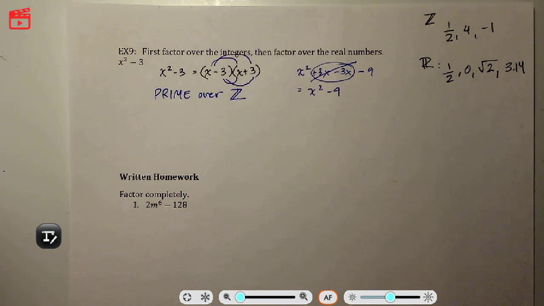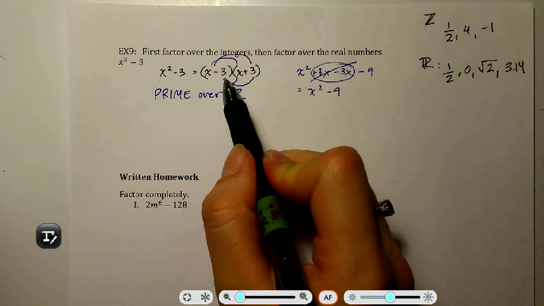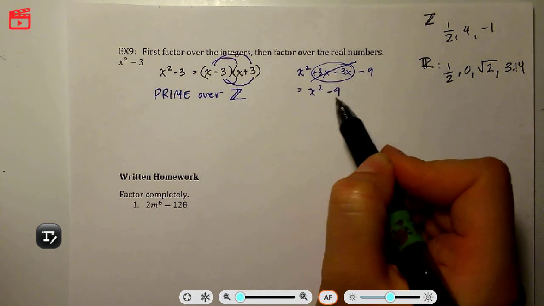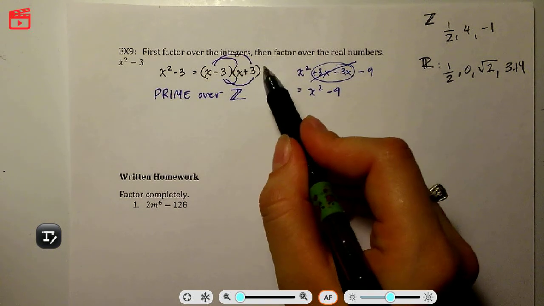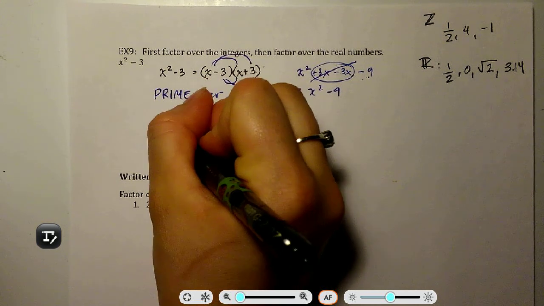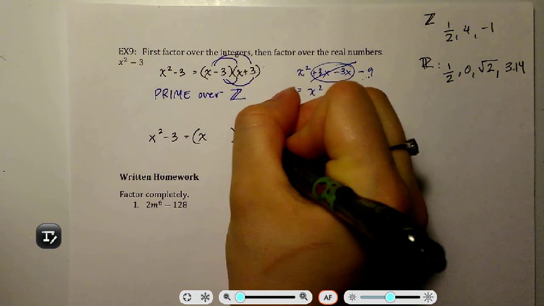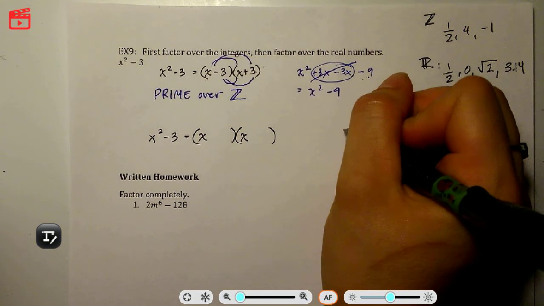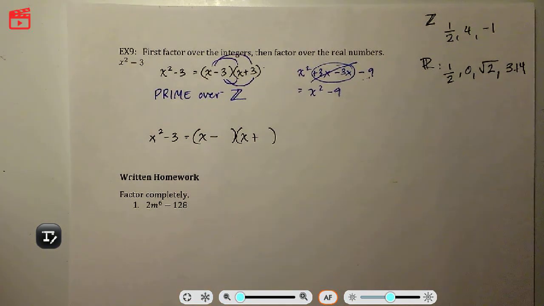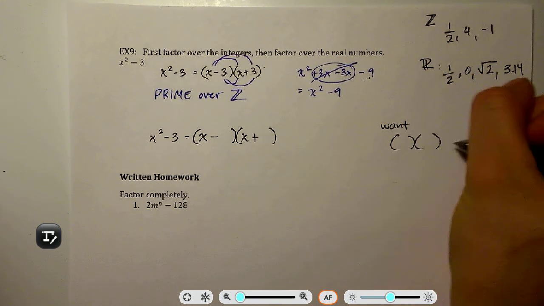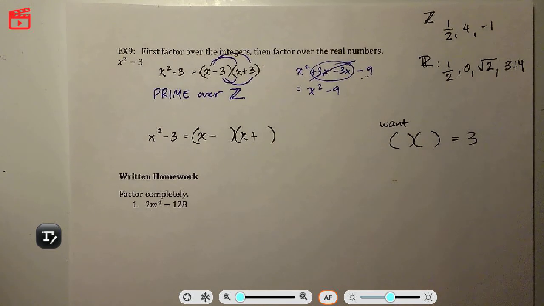But let's see. The problem with this one is when we multiply it in the end, the nice thing is, for this one, the inner terms canceled out, which gave us that nice binomial. But when we multiplied 3 times 3, we ended up with 9. What I want is a number that when I multiply it together, I get back 3. Is there a number that when I multiply it together, so let's see, I want something times itself that gives me 3. Try pause and think a moment.